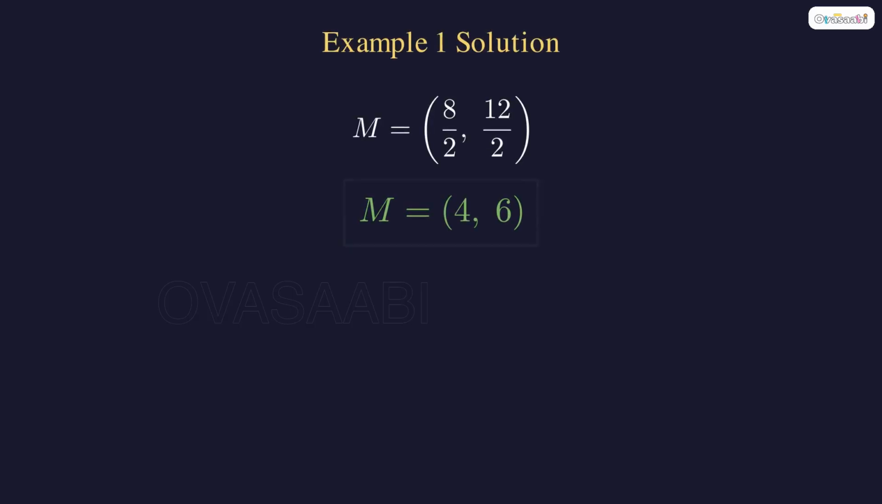Now divide each by 2. 8 divided by 2 is 4. 12 divided by 2 is 6. So the midpoint M is (4, 6). Simple.